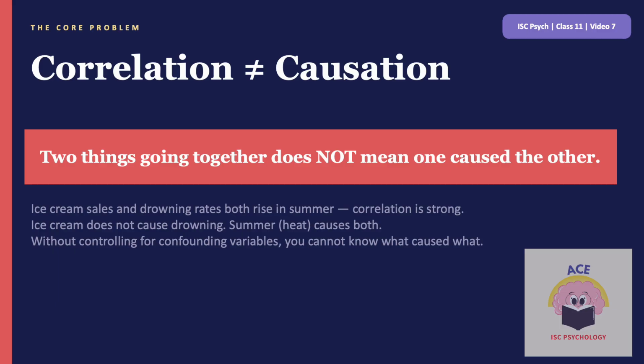An experiment solves this problem by doing one very specific thing. It changes one thing deliberately while keeping everything else the same, and then measures what happens. If everything else was the same and the only difference was the thing we changed, then any difference in the result must have been caused by what we changed. That is the logic. Make sure you understand this properly because it is a very important concept.